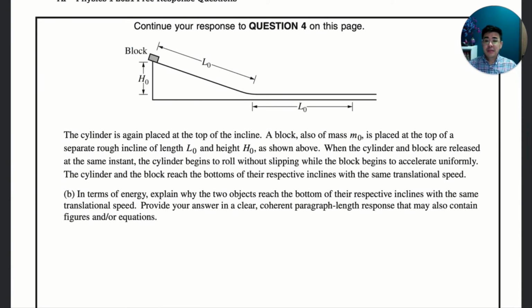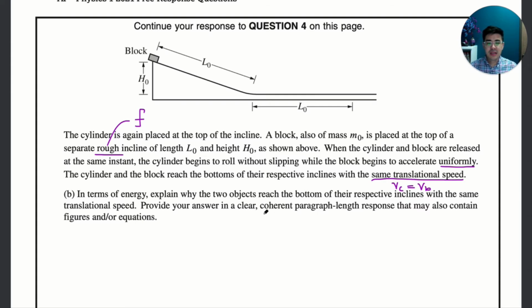So now we have the cylinder placed at the top of an incline, and then we also have a block m0 at the top of a separate rough incline. Okay, so when we have the rough thing, that means we know that friction exists. And then when the cylinder and block are released at the same instant, the cylinder begins to roll without slipping while the block begins to accelerate uniformly. The cylinder and the block reach the bottoms of their respective inclines with the same translational speed. So we can say like VC is equal to VB maybe. And then in terms of energy, explain why the two objects reach the bottom of their respective inclines with the same translational speed.